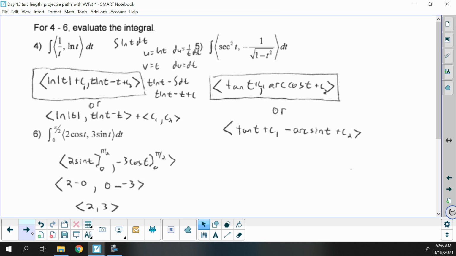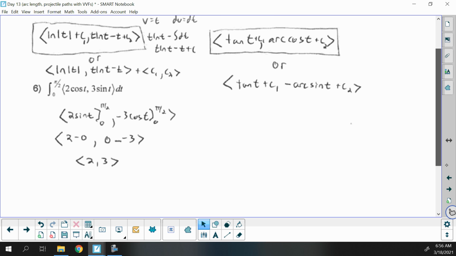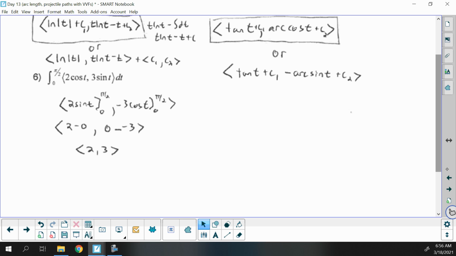In 5, right, everyone should have tan t plus c1, but then the second part, that's either arc cos, or you could say it's minus arc sine. So either of those would be fine, plus your constant. If you've got a definite integral, just do the antiderivative and sub in your values, basically evaluates the definite integral for each of the parts of the component.